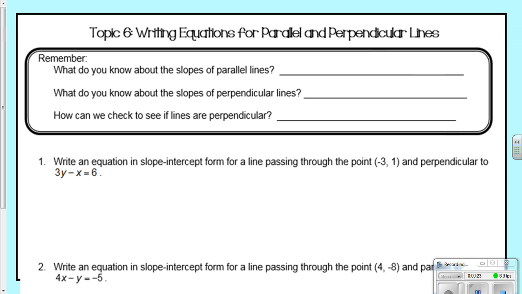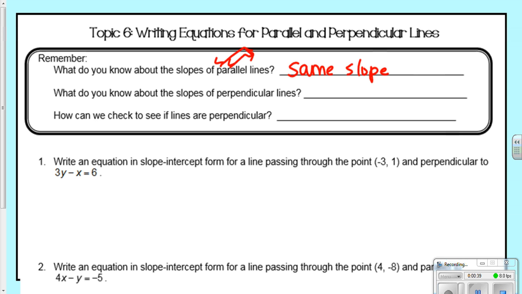Okay, so it says, remember, what do you know about the slopes of parallel lines? Well, we know parallel lines, they look like this, right? Oh, sorry, my board. They never touch. So they have the same slope. Exact same. If one is 4, the other is 4. If one's negative 2/3, the other is negative 2/3.